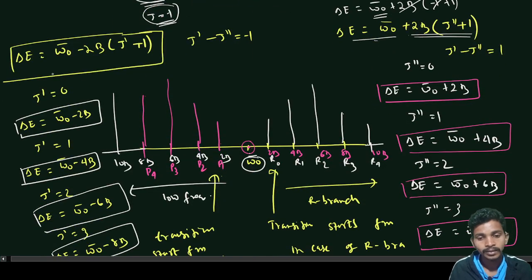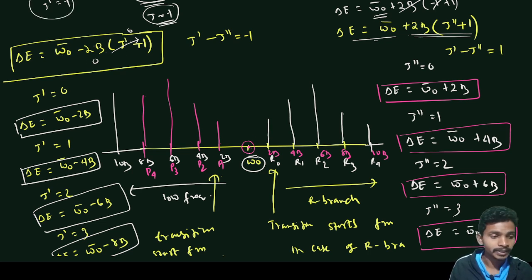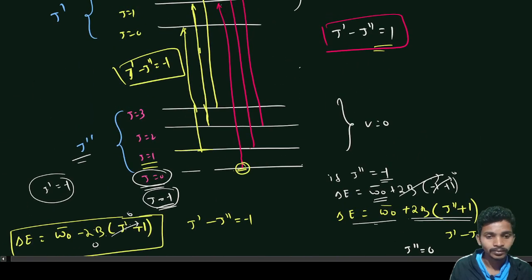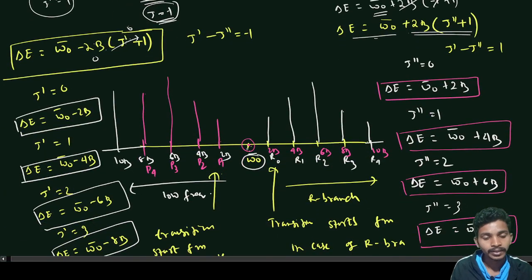Similarly, if you look here, how will we get omega naught? If J dash is minus 1, then this is minus 1 plus 1, this becomes 0. So 0 into 0, then this also becomes 0. So if we get J dash as minus 1, then the transition is possible at omega naught. But is J dash equal to minus 1 possible? No, because J starts from 0. So J equal to minus 1 is not possible. That's why we will not get any transitions at this value.